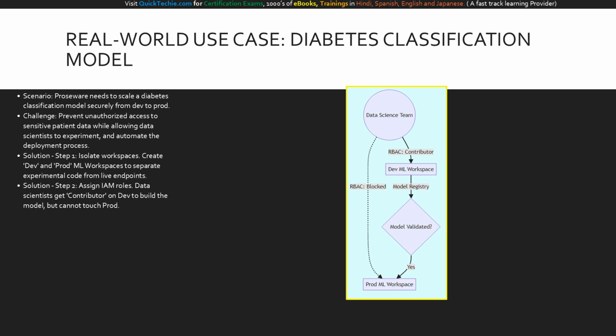Here is the visual representation of Prosware's access model. The data science team on the top left has a solid line granting them contributor access to the dev ML workspace. However, notice the dotted red line leading to the prod ML workspace. They are explicitly blocked from accessing it directly. The only way a model moves from dev to prod is through a validated, automated registry process. This guarantees that no human can bypass testing and push unverified code to your live healthcare application.